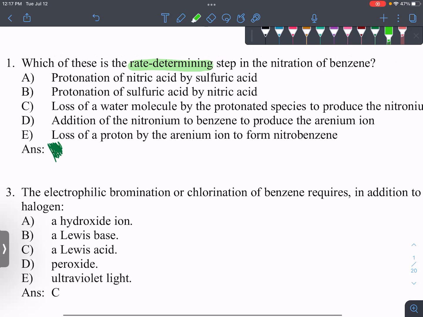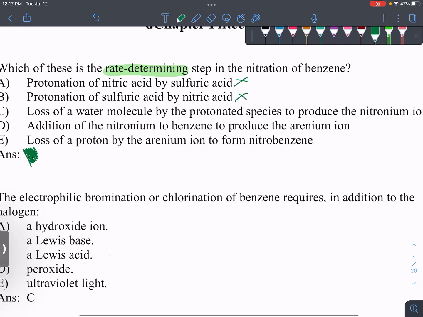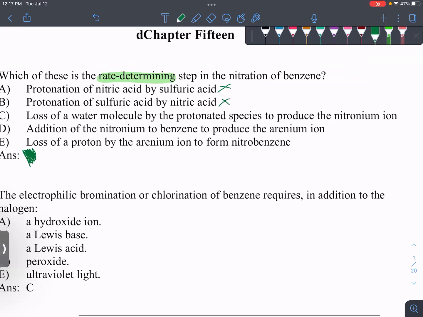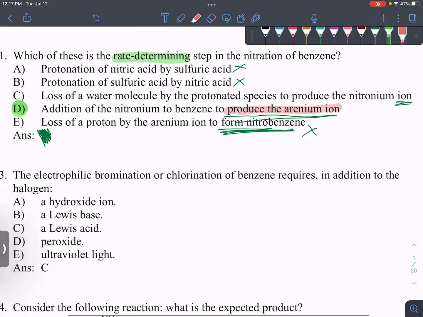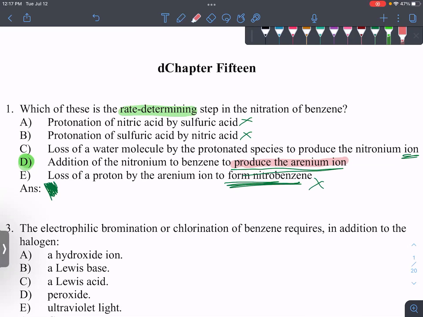So A does not include the ion, so no. B doesn't include the ion either. C has an ion, but it's the wrong one. It's not the arenium ion. D is addition of the electrophile to produce the arenium ion. That's really good. We like that. And then E is loss of proton by the arenium ion to form nitrobenzene. So it's not E because we're not forming the arenium ion. It has to be D. Yeah, so just look for whatever you know. Number 3.